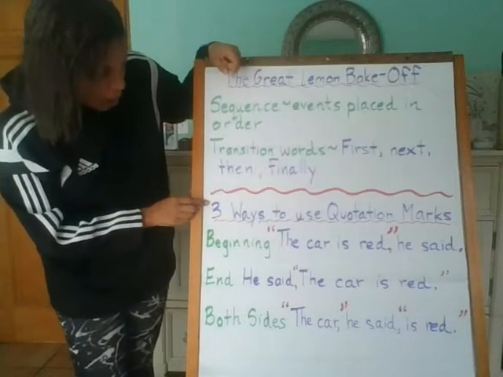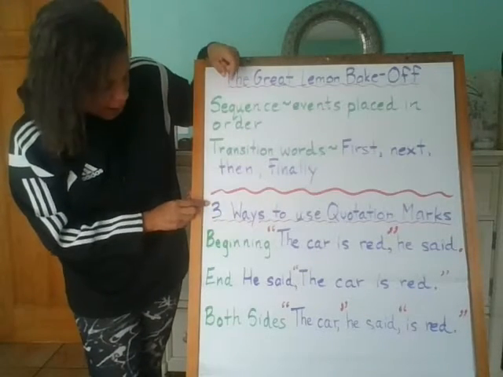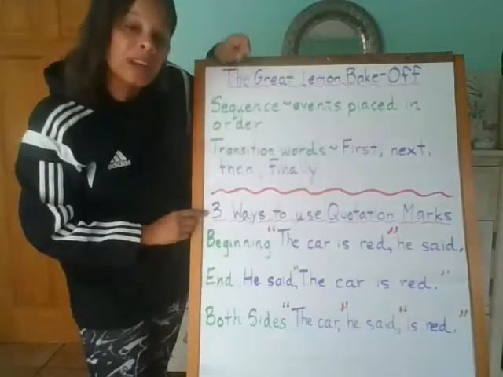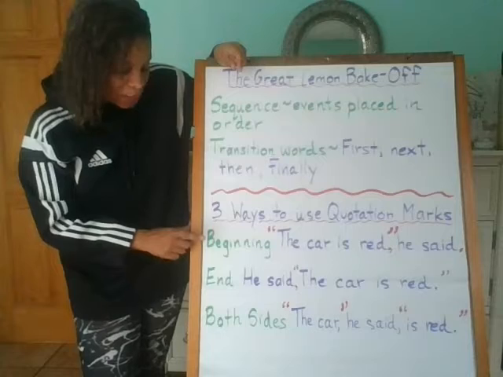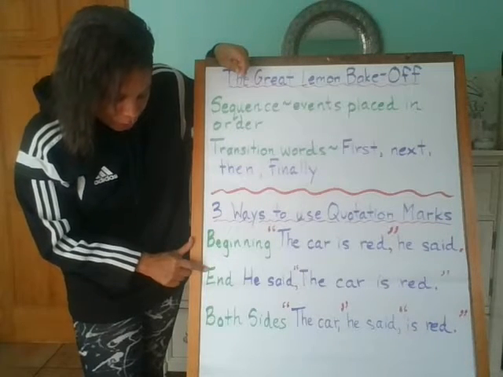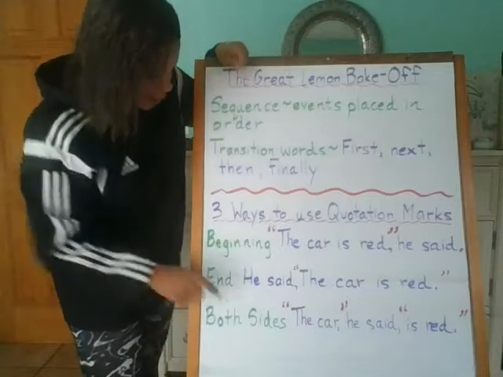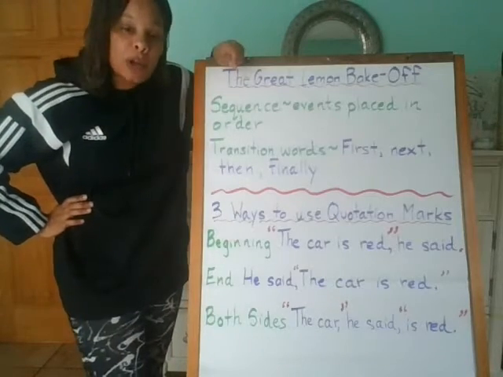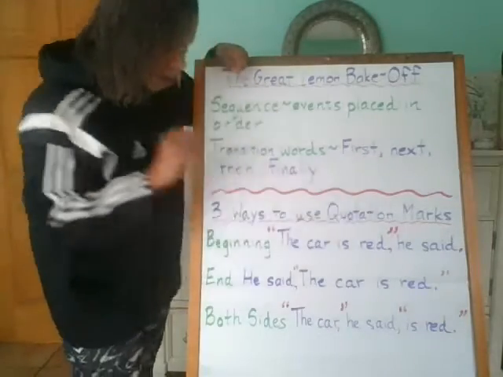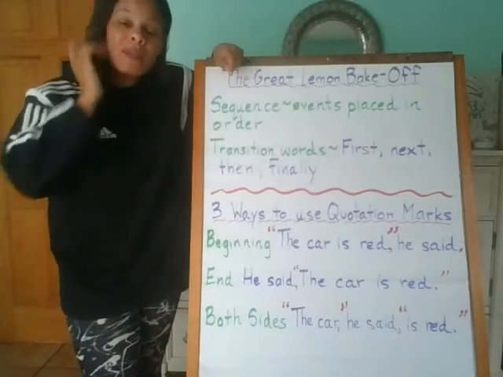Have a look down below here. The title is 3 ways to use quotation marks. There are 3 ways that you can use quotation marks: at the beginning, at the end, or on both sides. At this point, you can put me on pause just to write the title, 3 ways to use quotation marks. And then we'll have a look at the ways.